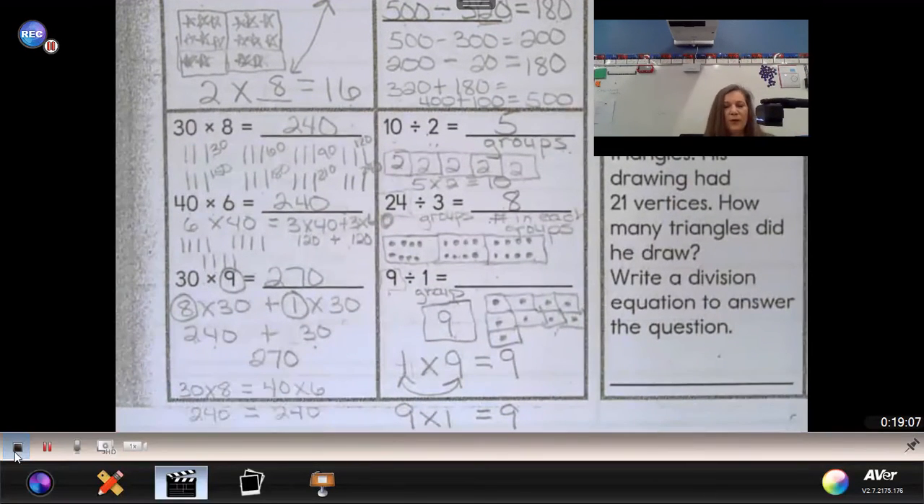So hopefully our lesson today will be fairly simple in your understanding. We've done a lot of talking about how division is related to multiplication and how they're opposite of each other.